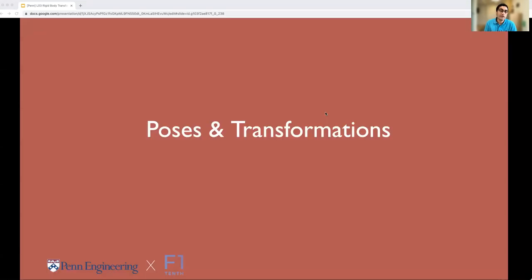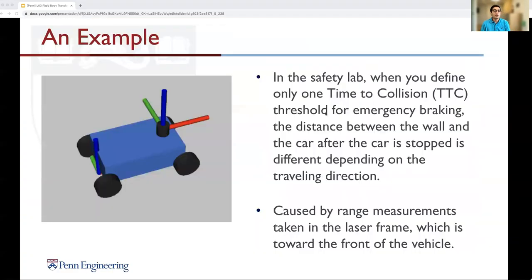Next, we'll talk about how to actually perform frame transitions. For example, if we look at our earlier safety lab, when we defined only one time to collision threshold for the emergency braking, the distance between the wall and the car after the car is stopped is different depending on the traveling direction.